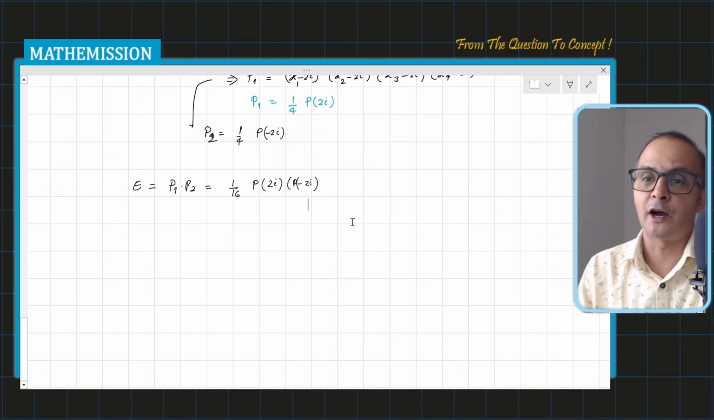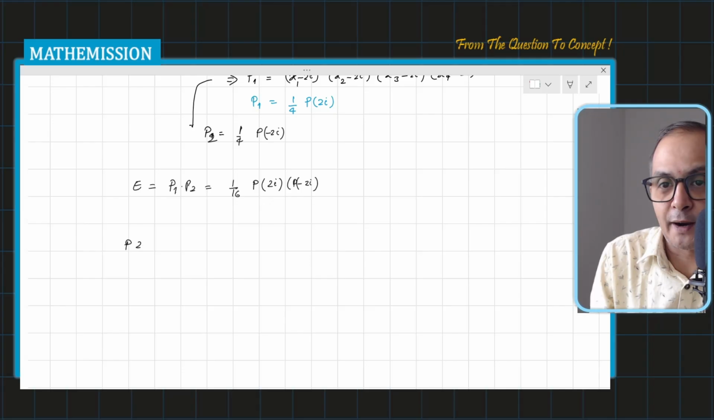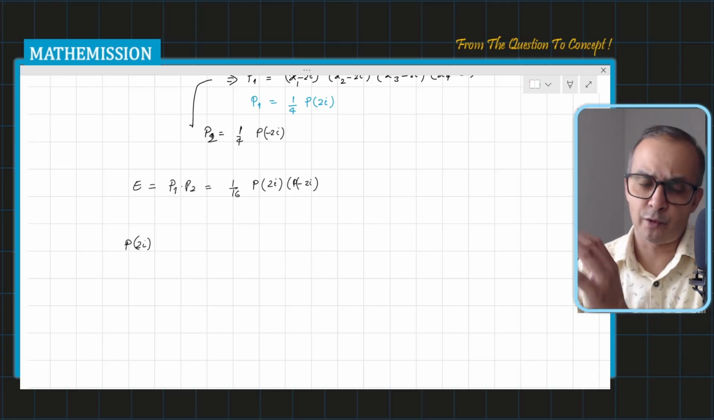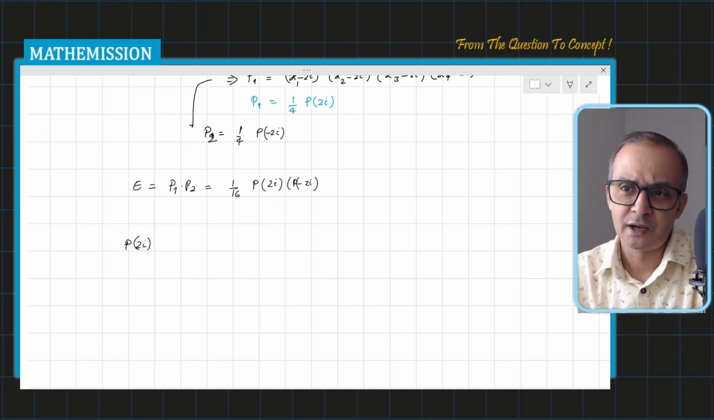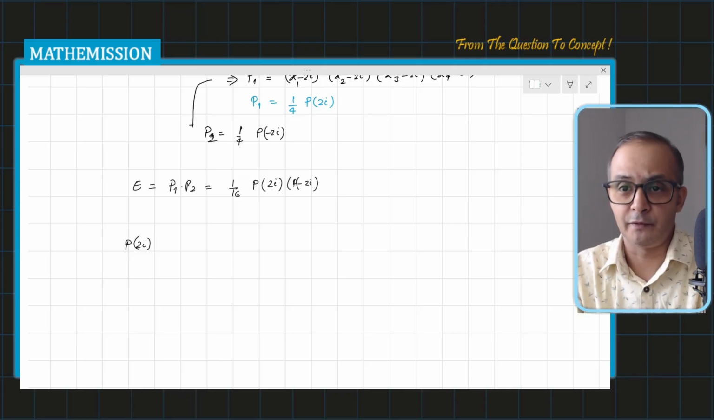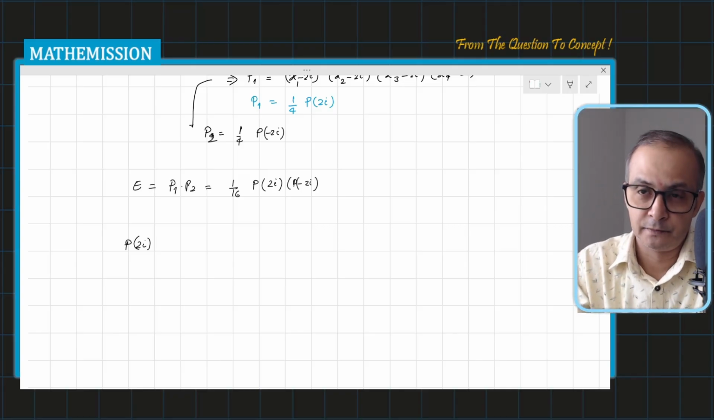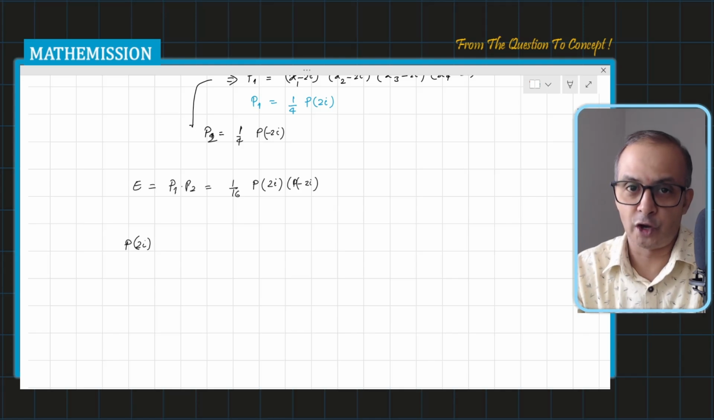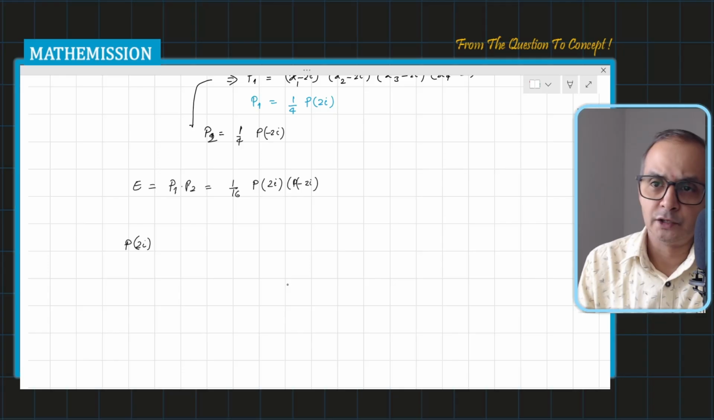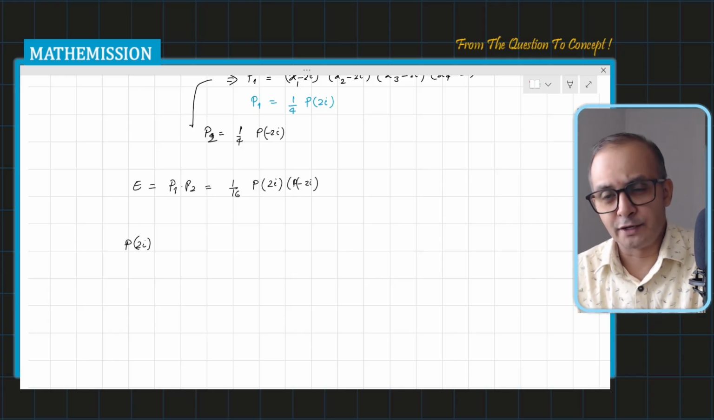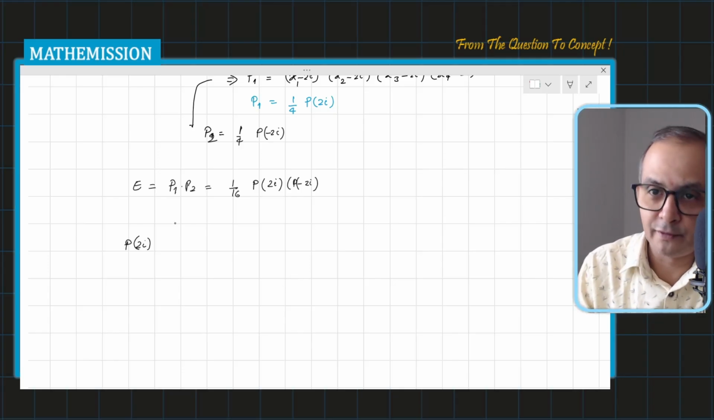The only thing that matters is how we manipulate smartly, because P of 2i, whatever it gives, the minus 2i will give the conjugate of it. And when you get the product of the two conjugates, it will be easy to find. So I'm not evaluating it. I know that you can evaluate it easily.